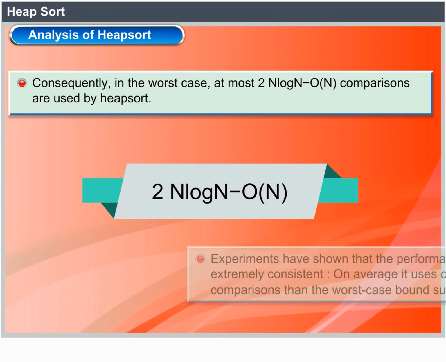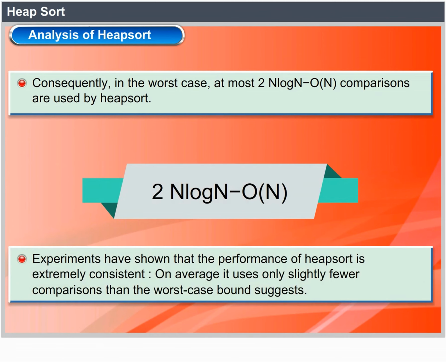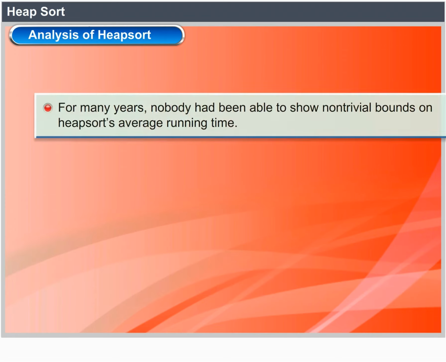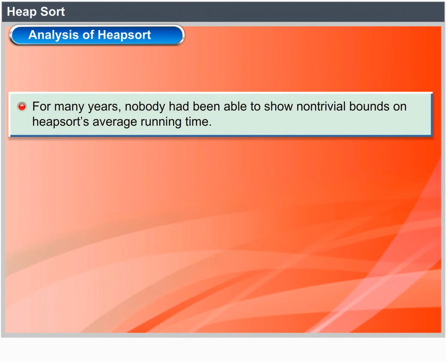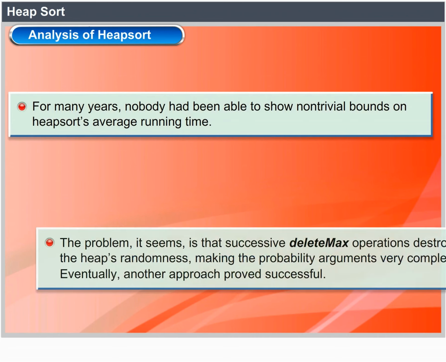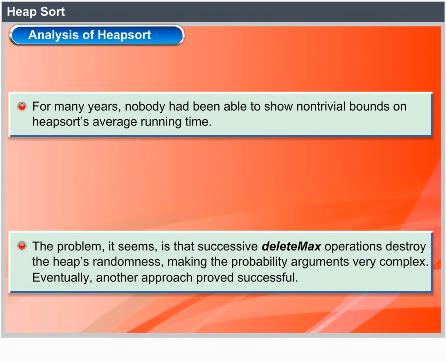Experiments have shown that the performance of heap sort is extremely consistent. On average, it uses only slightly fewer comparisons than the worst case bound suggests. For many years, nobody had been able to show non-trivial bounds on heap sort's average running time. The problem, it seems, is that successive delete max operations destroy the heap's randomness, making the probability arguments very complex. Eventually, another approach proved successful.